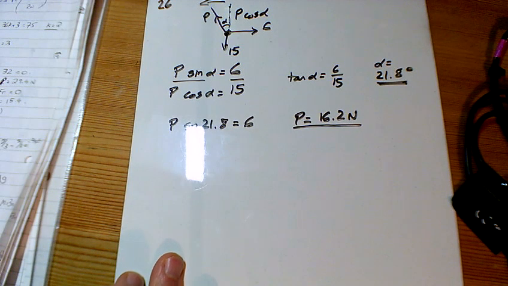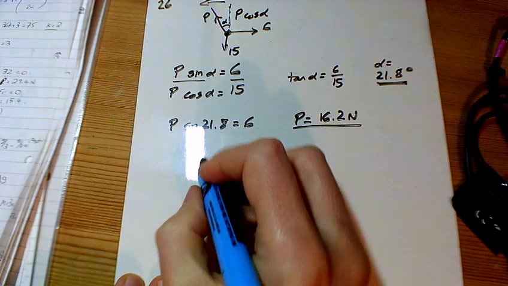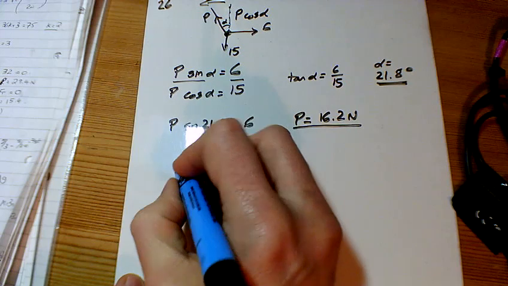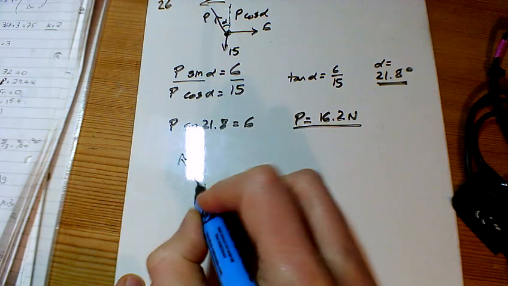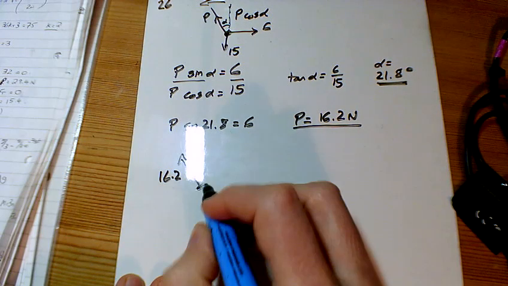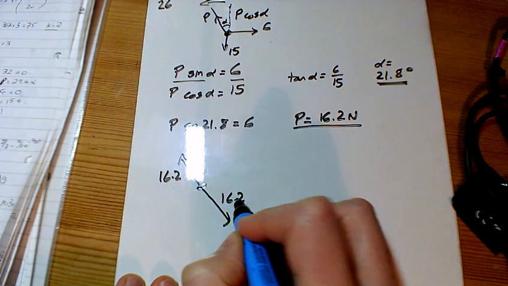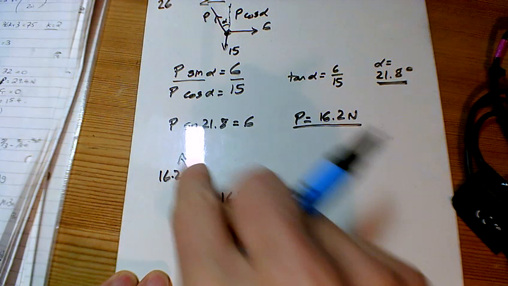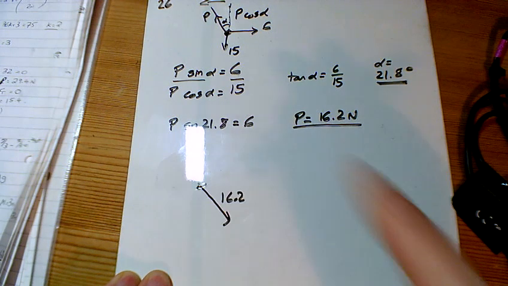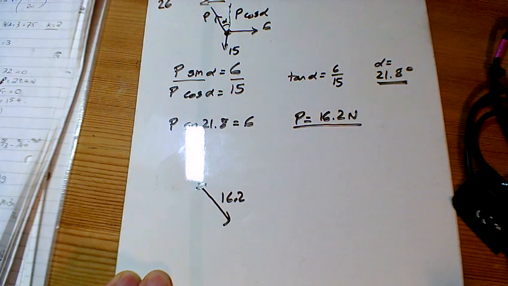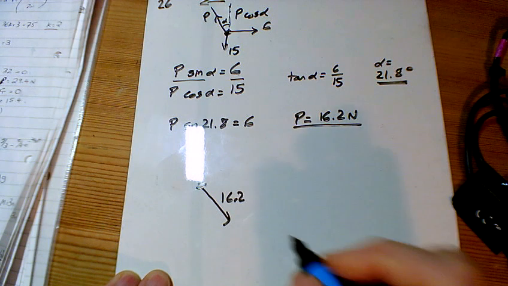The force P is removed. So if it's removed, all we're being left with... So, I mean, really, look, this force here is 16.2. That means the balancing force must be 16.2 that way as well. And so when this one's removed, I've just got a force of 16.2 going off like that.